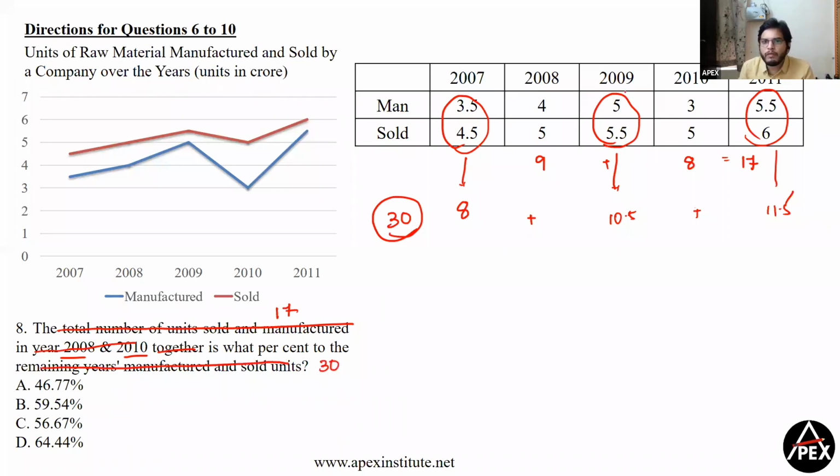So now the question becomes simple. 17 is what percent of 30? So 17 by 30 into 100, or 170 by 3. This is 5 something. It will obviously be less than 60, so I can eliminate this. So it is in the 50s, so I can eliminate this. So we have 56 point something. So it should be option C. The answer should be 56.67.